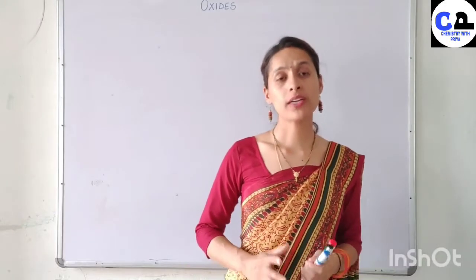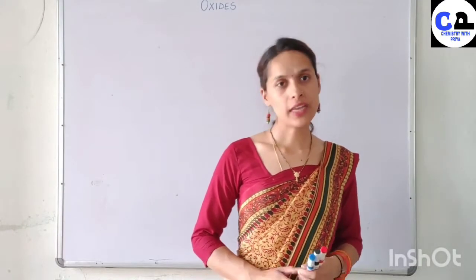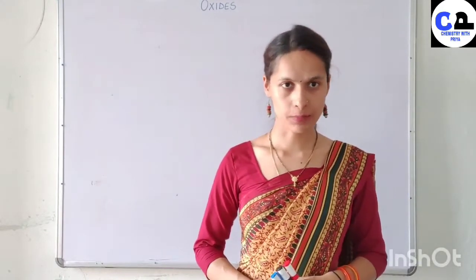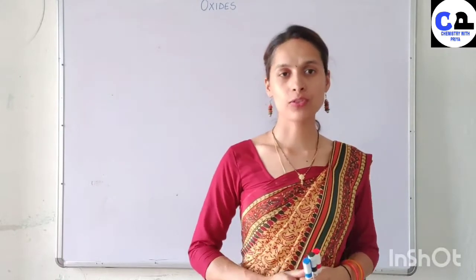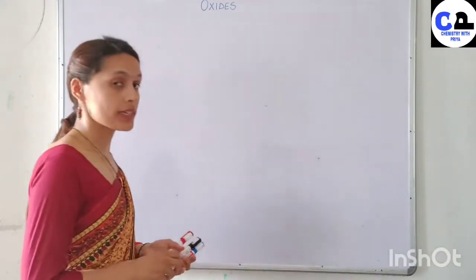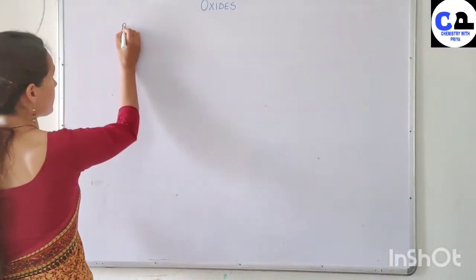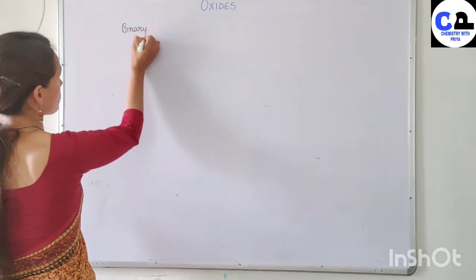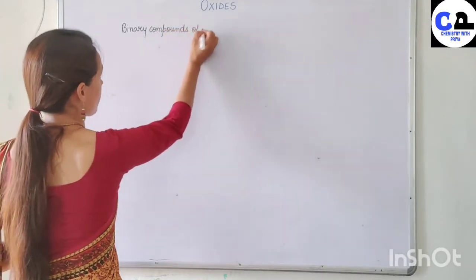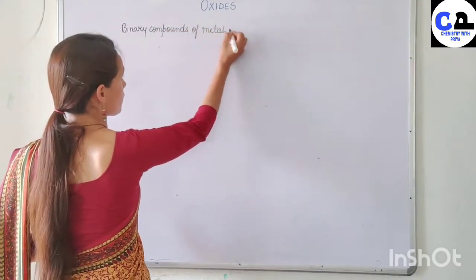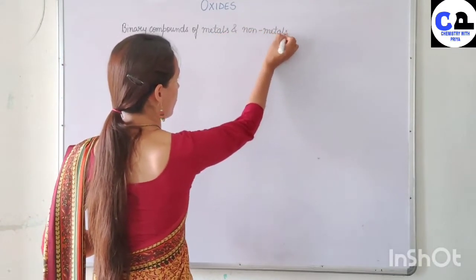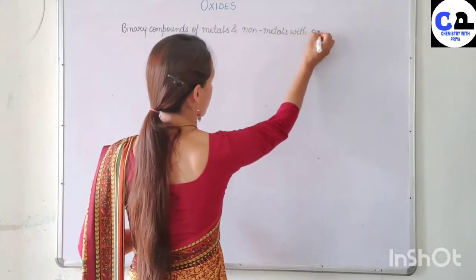So, first of all, what are oxides? Most of the elements in our periodic table combine with oxygen to form binary compounds, and the binary compounds of metals and non-metals with oxygen are known as oxides. So what is the definition of oxide? Binary compounds of metals and non-metals with oxygen are known as oxides.